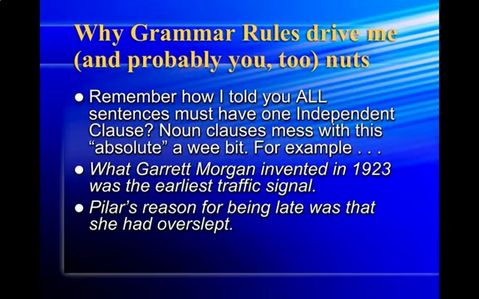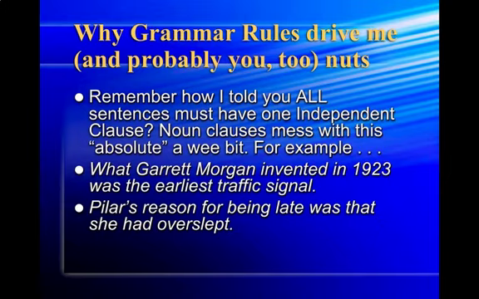Okay, as the slide title tells you, I teach you guys something, and then I wind up having to teach you exceptions to rules, and here we go. Remember when I told you that there had to be an independent clause in every sentence? Well, certain noun clauses can mess with this, okay?